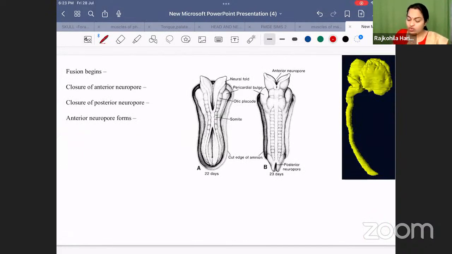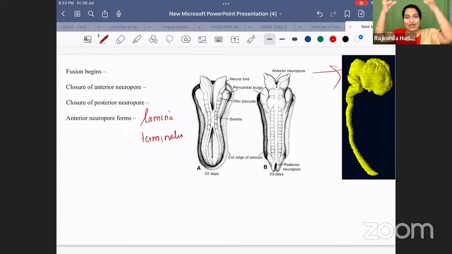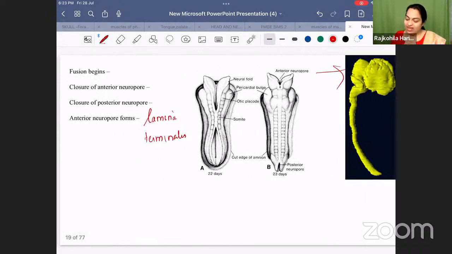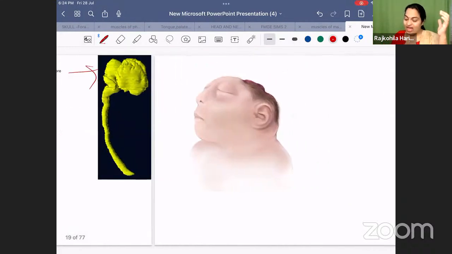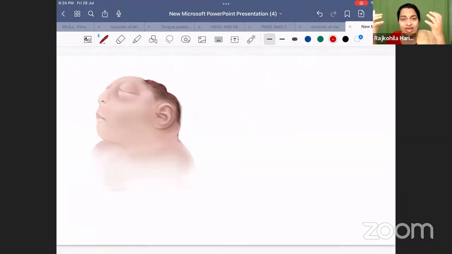The cranial neuropore represents the cranial end, the topmost end of the neural tube. The neural tube is the one which is going to give rise to the forebrain, midbrain, hindbrain, and the spinal cord, isn't it? So what will happen if this topmost neuropore is not going to close? Yes, what will happen? Neural tube defects. The part of the brain at the top end, the forebrain, is not going to be formed. And it presents as a mass of brain tissue, and the overlying skull is also not developed.